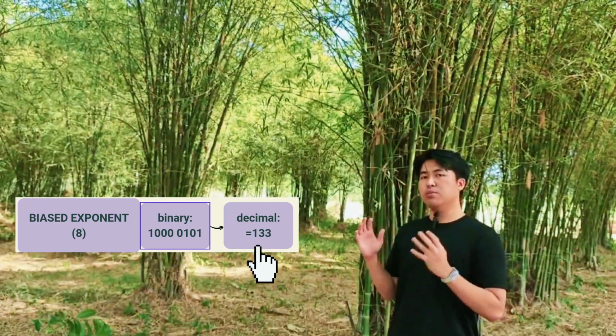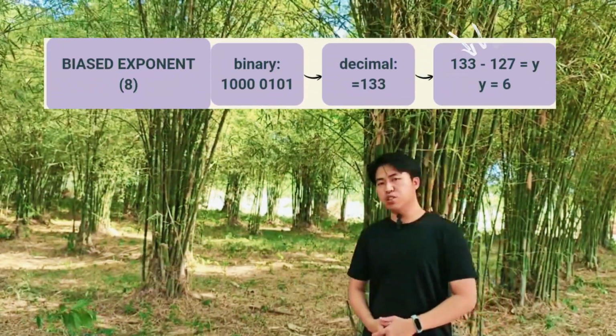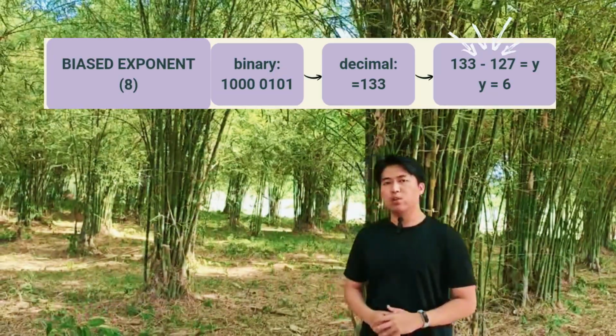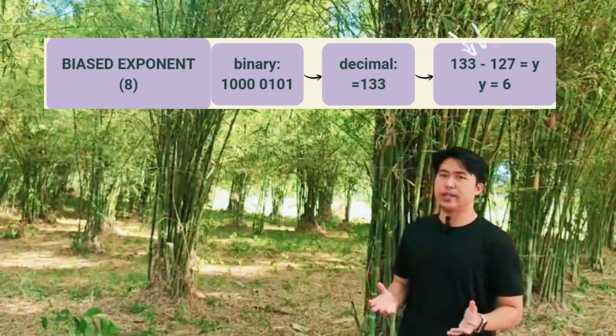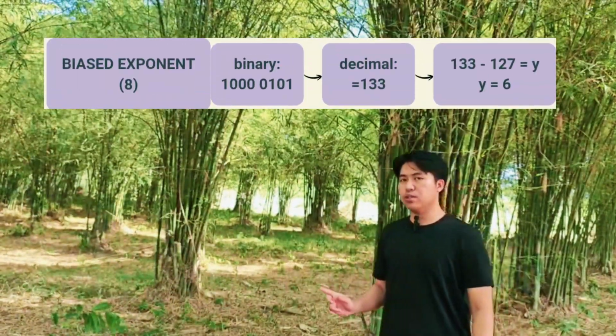After converting it to the decimal number, which is 133, we need to subtract it by 127. And we will get the Y value. Y value stands for the exponent, which we will use in the next step. Take note here, don't make a mistake when calculating the Y value, because if we get the wrong answer for the Y value, it will impact the final result of our decimal value. So, after subtracting it, we will get Y value equal to 6.